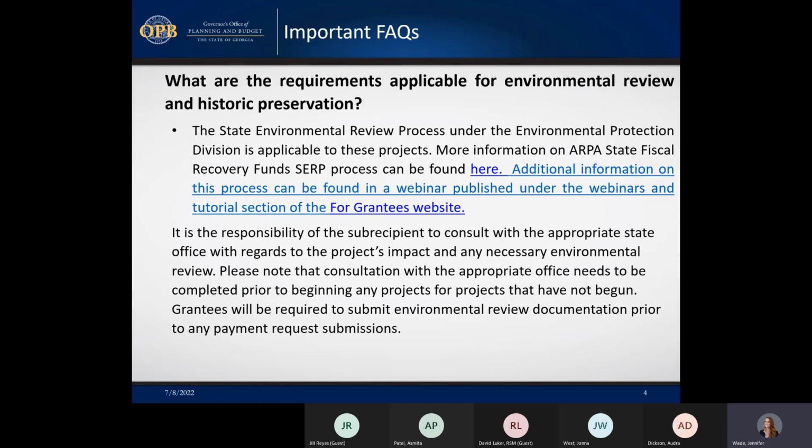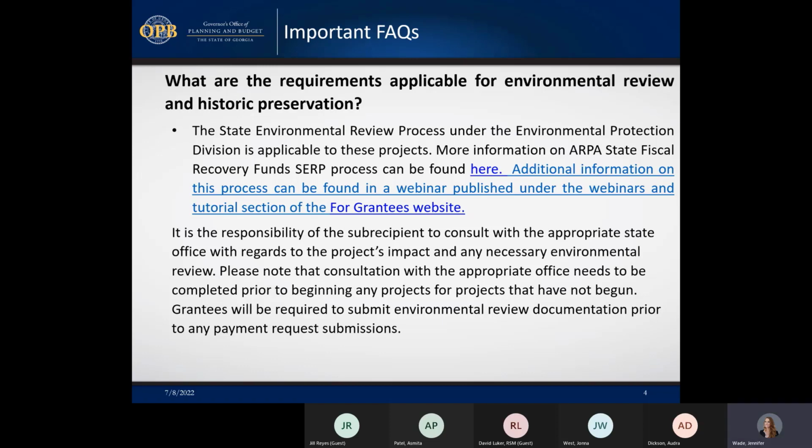More information on ARPA state fiscal recovery fund SERP process can be found at their dedicated website that they have stood up. It is linked here. It is also on our website and also in the FAQ, that post-award FAQ. Additional information that we will go through in this webinar will be published under the webinars and tutorials section of the For Grantees website as well.